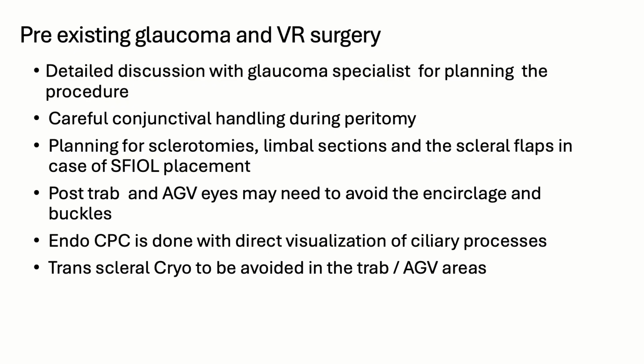You would have seen that careful conjunctival planning during the peritomy is a common thing. Especially when you do SF6 or oil along with a trab surgery, you need to do millimeter-to-millimeter planning of your surgery, where to place your cannula, where to place your flaps. In case of a post-trab or a post-AGV, we need to avoid the encirclage or the buckles. And endo-CPC, if you are able to see the fundus, you can do an endo-CPC during these procedures. One has to avoid the cryo in a functioning bleb.